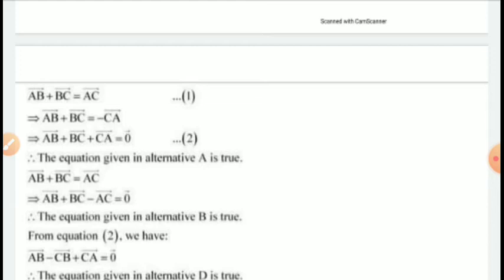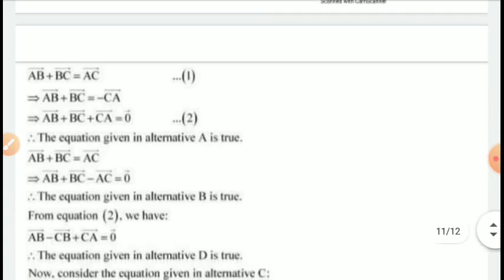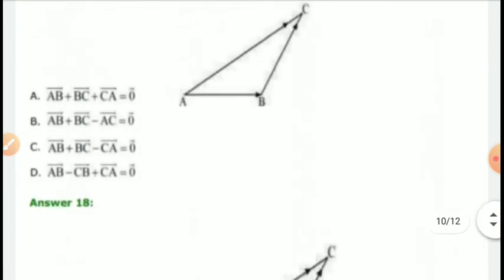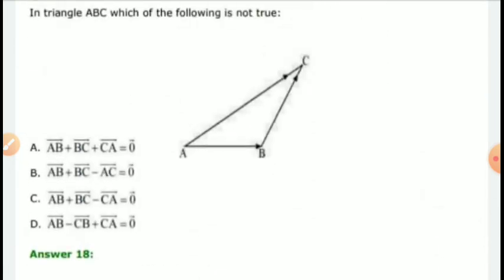On applying the law of addition of the three vectors, by observation you can see that AB bar plus BC bar is equal to AC bar, and that is equal to minus CA bar. If you take minus CA bar to the left hand side, you get the required result, so the equation given in A is true. And what is option B? CA vector is nothing but minus AC, so this is also true.